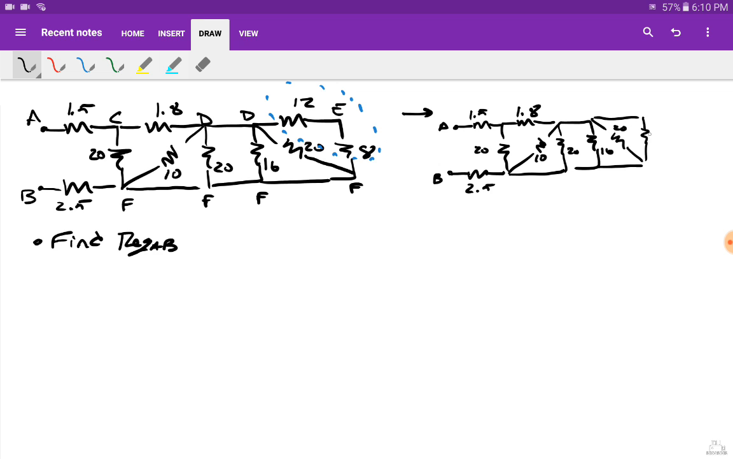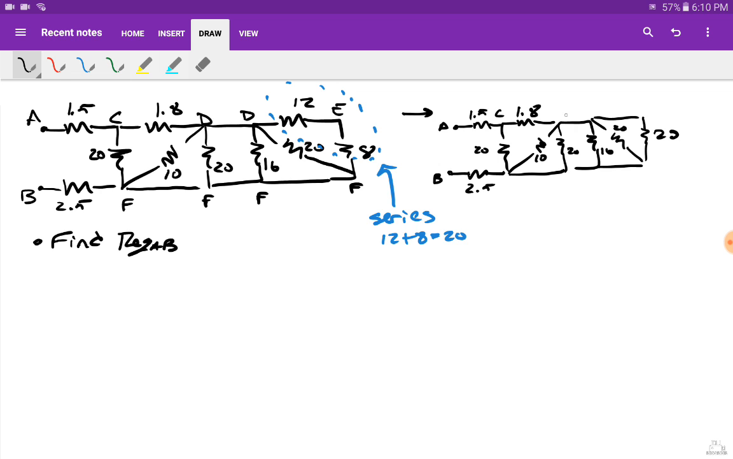And these 12 and 8 together, you add them, all right? So this right here is going to be series. I'll actually just make the note. That's 12 plus 8, all right? That's equal to 20. So this resistor right here is going to be 20, okay?